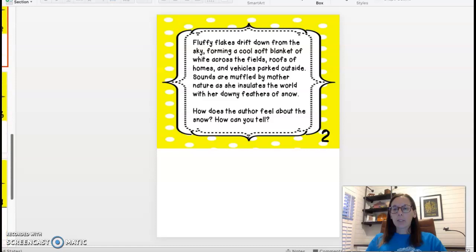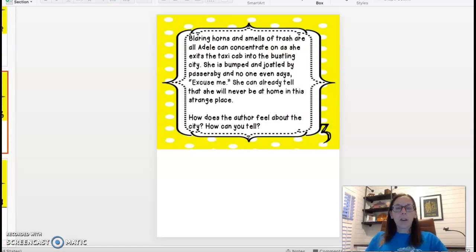Okay, let's move on to the next one. Go ahead and follow along with me. Blaring horns and smells of trash are all Adele can concentrate on as she exits the taxi cab into the bustling city. She is bumped and jostled by passers-by, and no one even says, "Excuse me." She can already tell that she will never be at home in this strange place.